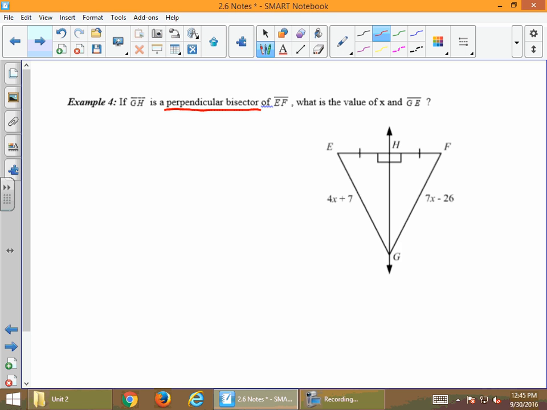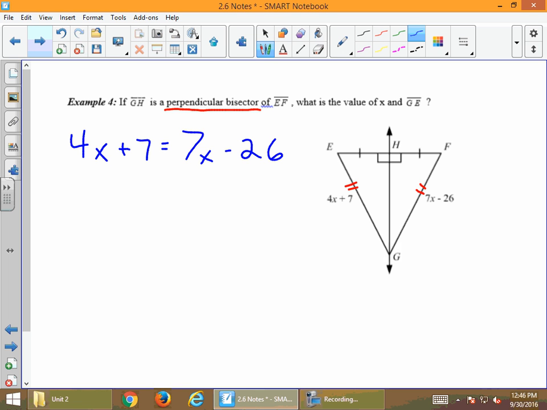Anytime that happens, what do I know about these two values? They will be the same. So you really could draw these little marks in there to say they're the same, but now we've got to use that knowledge to help us set up an equation. So what can I do to set up an equation based on this picture? Set them equal to one another. Good call. 4x plus 7 is equal to 7x minus 26.